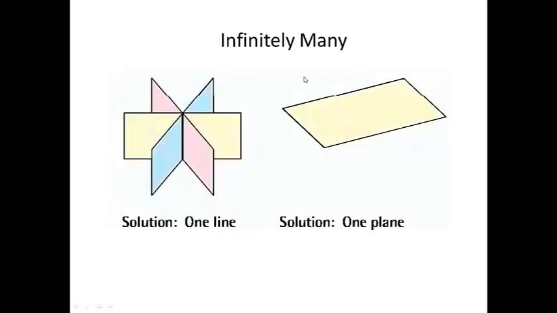Now, you have infinitely many solutions when all three sheets of paper, or all three planes, are on top of each other, like this. So everywhere they have something in common. Or if they line up like this, everywhere on this line is going to be a solution.